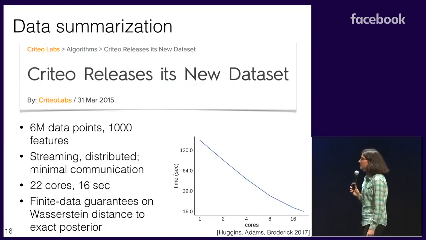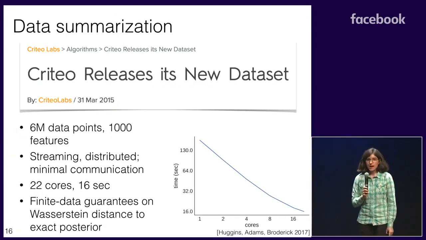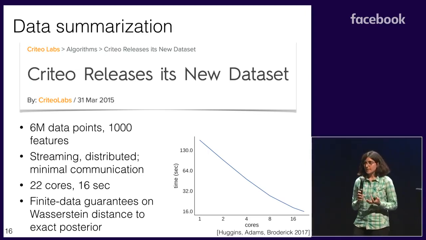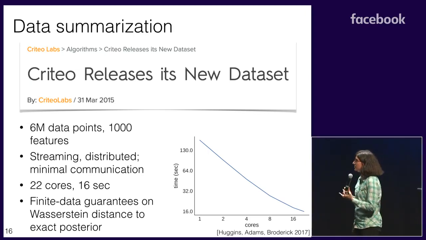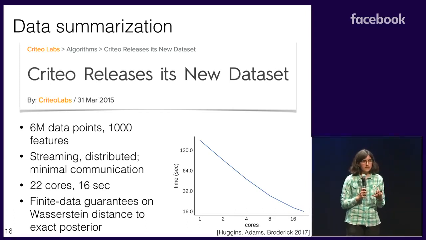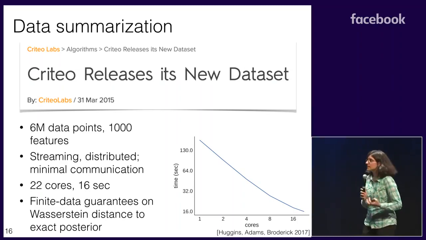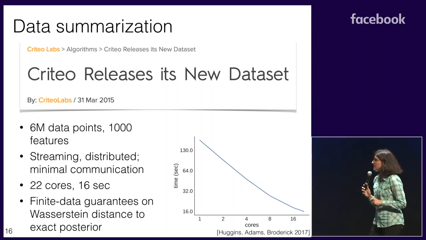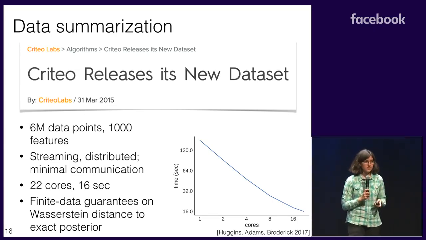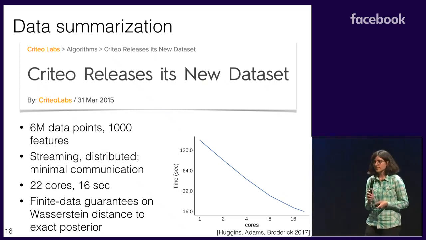So I'm not going to go into as much depth on this one, but I'll just mention that, again, now we can look at that Criteo data set that I mentioned earlier, but we can look at a lot more of it. So if we analyze 6 million data points in this case with 1,000 features, we inherit this trivial streamingness, this ease of distribution, this minimal communication from the sufficient statistics framework. We can run in 22 cores on this data set in 16 seconds, and we get these finite data Wasserstein guarantees, which is nice.